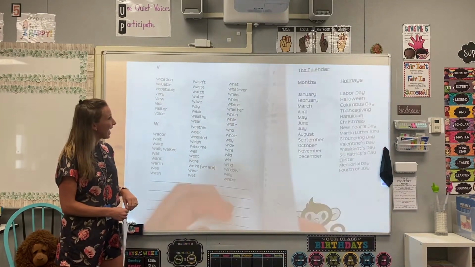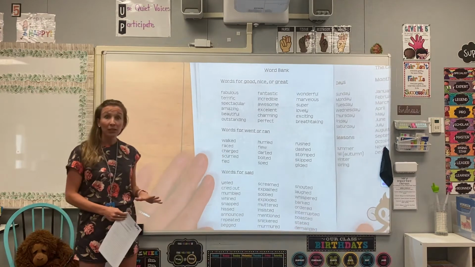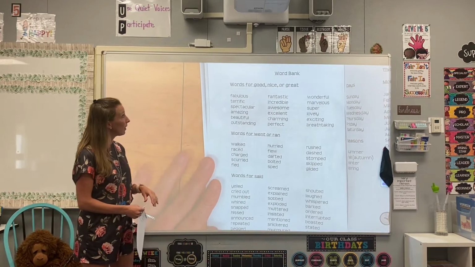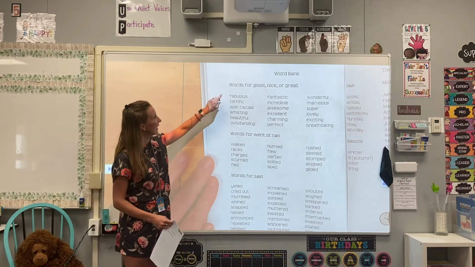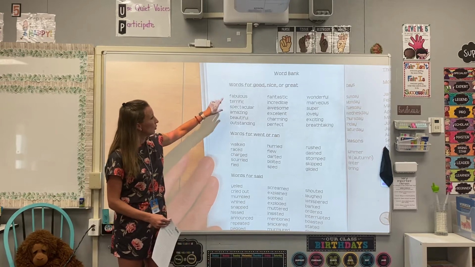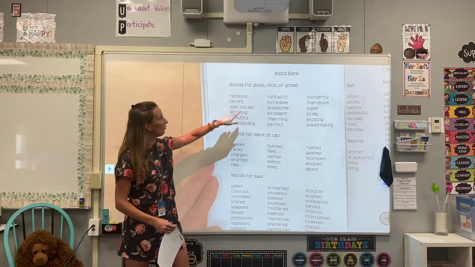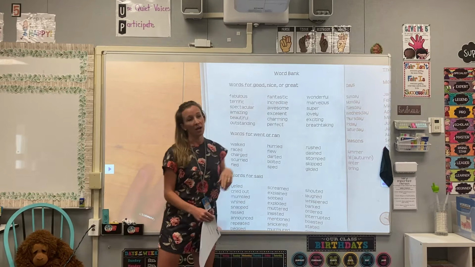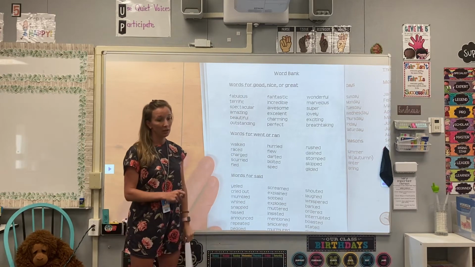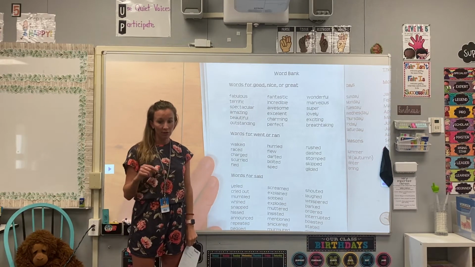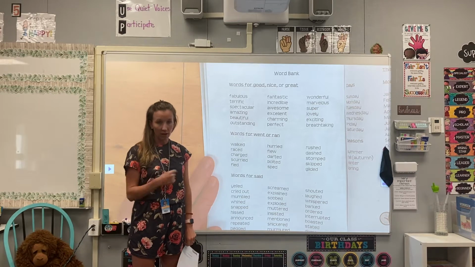Now, at the end of the dictionary, this is really, really cool. This is a very helpful part. There is a word bank. This is a way that you can use a different word for the word good, nice, or great. I don't know if you've ever been writing and you're like, today was good. I felt really good. It was a good day. Everything is good.